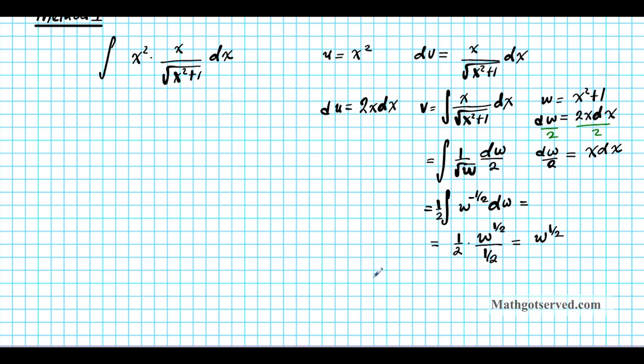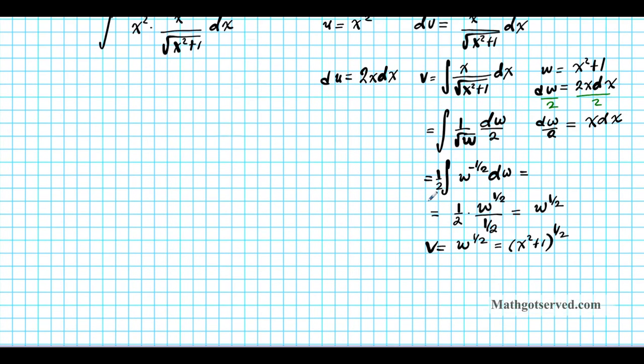Okay, so we know what v is. V is w to the 1/2. But we note that we're working with x's, so we have to express v in terms of the same variable as du and x and dv. So we need to change this back. In order to do that, we're simply going to replace w with its initial value, which is x squared plus 1. So v is equal to x squared plus 1 raised to the 1/2 power. Now we're ready to apply the integration by parts formula.